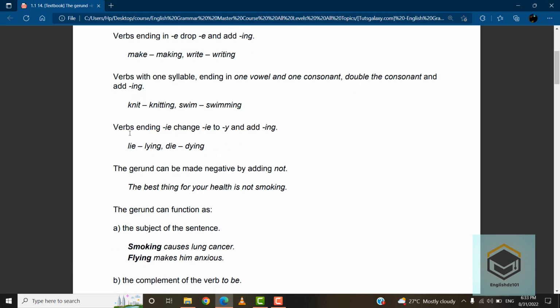Now, we have some verbs that end in ie. كاين بعض الأفعال تخلص ب ie. We change the ie to y, and then we add the ing. For example, lie, lying, die, dying.